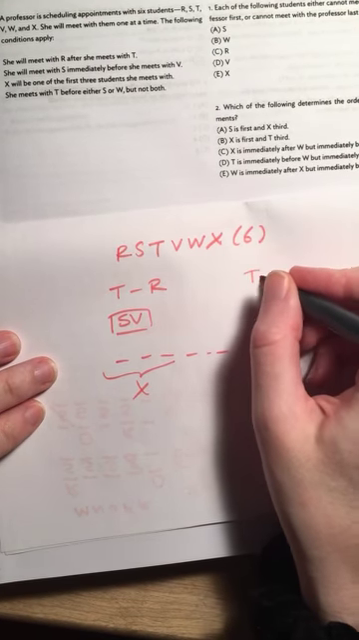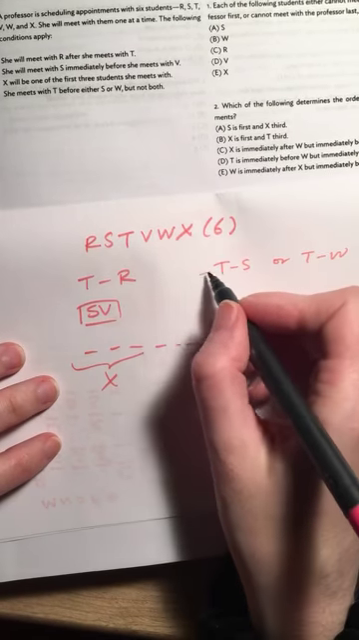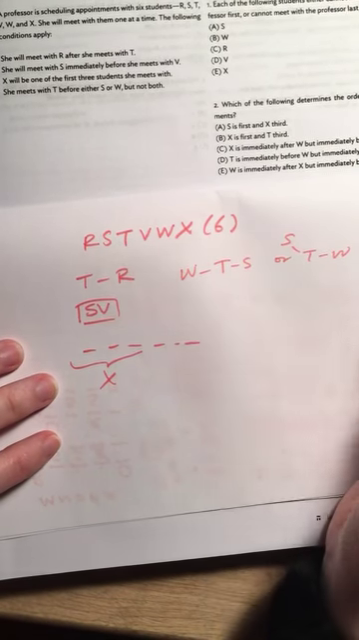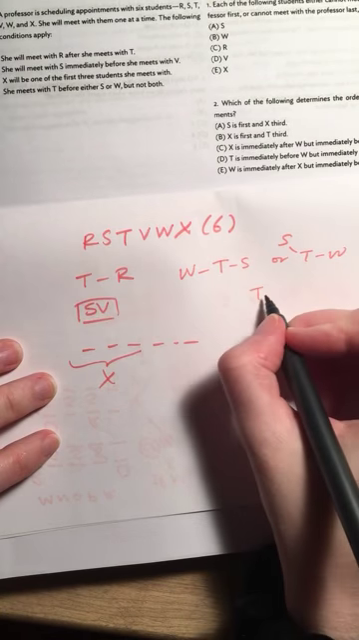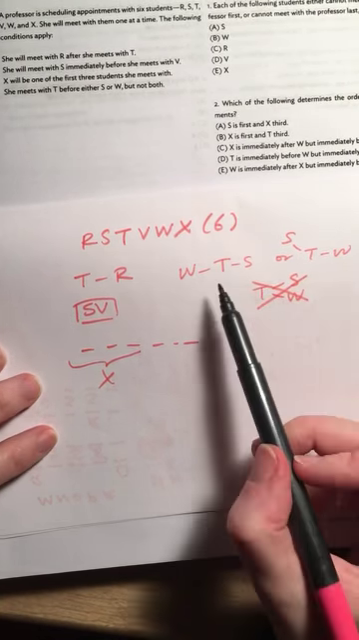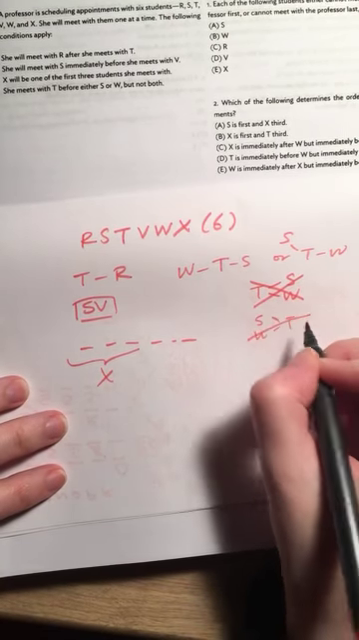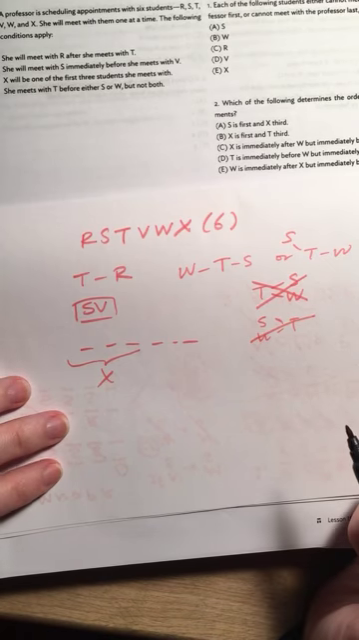So T is before S or T is before W, but T can't be before both of them, so T has to be between them. Okay, so we can't have T before S and W, and we have to have T before one of them, so we actually can't have S and W before T, so T has to be between them.